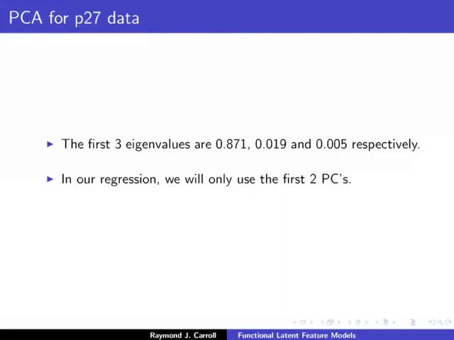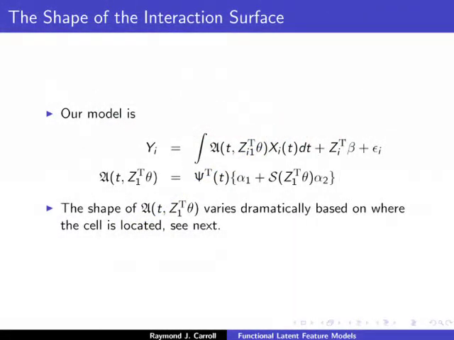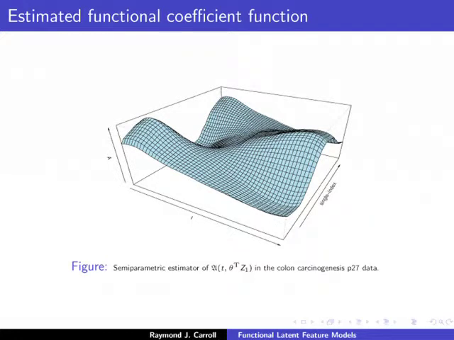I'm going to use just the first two, even though really only one is necessary. It always seems to be like this. The first one's constant. That's the mean shift, and then there's a type of linear trend. So here we have our model, where T is how old the cell is, and this is the environmental effects. What's really neat is the function U as a function of how old the cells are and the single index. You can look at it. These are baby cells.